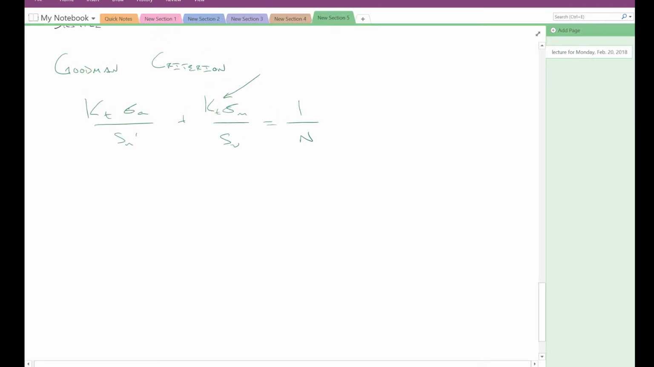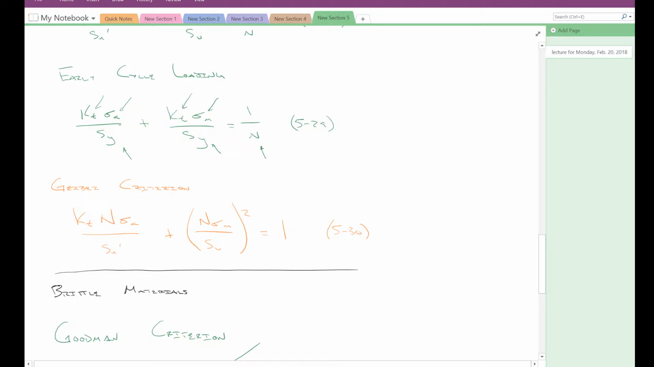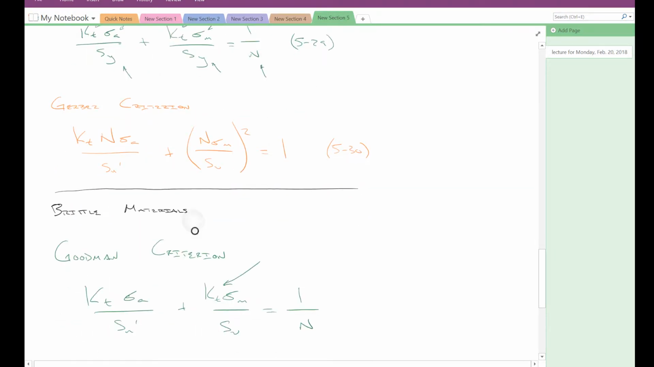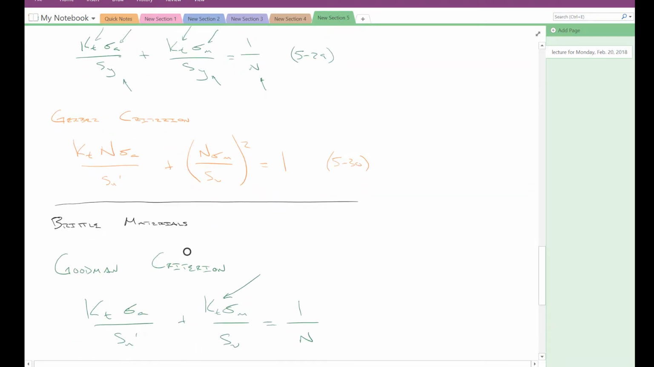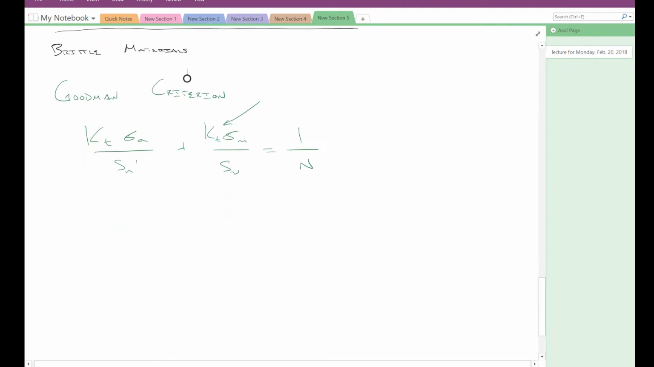Similarly, with our early cycle loading check here, instead of using yield strength, we'll use ultimate strength. Right, so early cycle.